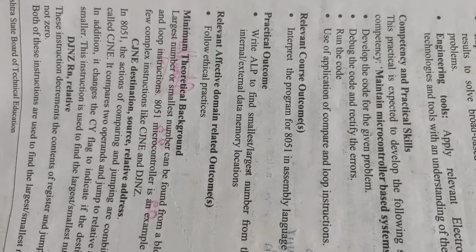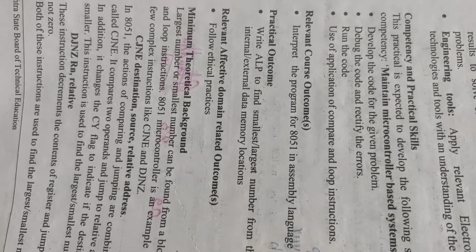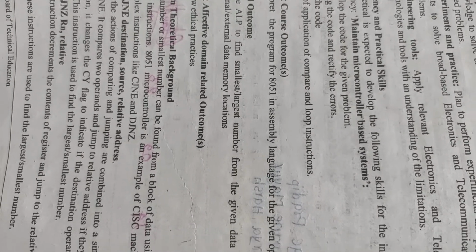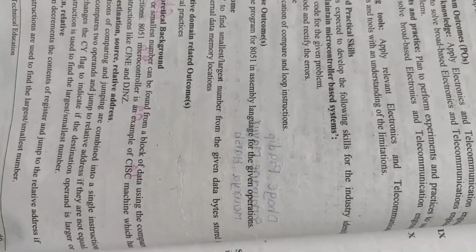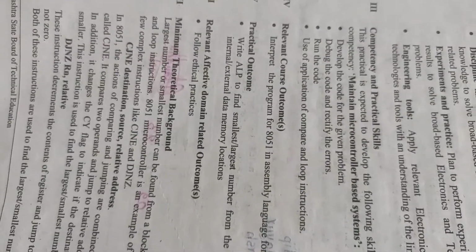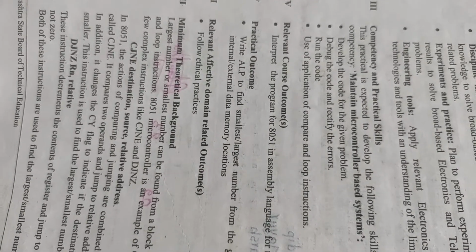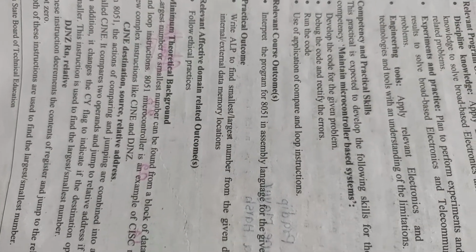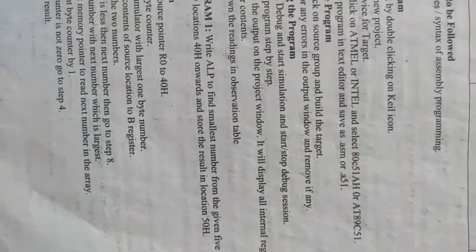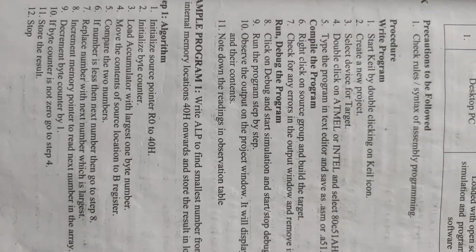DJNZ Rn, relative address. This instruction decrements the contents of the register and jumps to the relative address if it is not 0. Both these instructions are used to find the largest or smallest number. Here is a sample program.